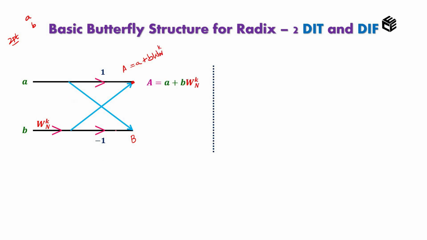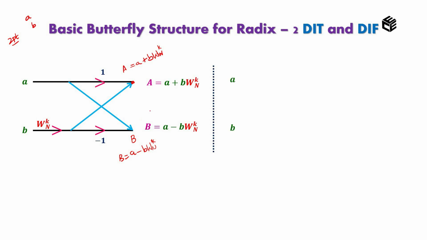Understood? In a similar way, how can we write this B formula? So B is equal to, first line is A, and here B into Wn to the power k into -1. So it can be written as A minus B Wn power k. So the formula will be like this. Understood? Now let's see what is the basic butterfly structure for DIF.